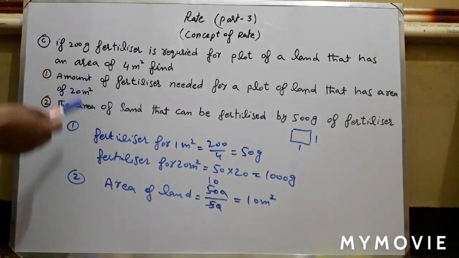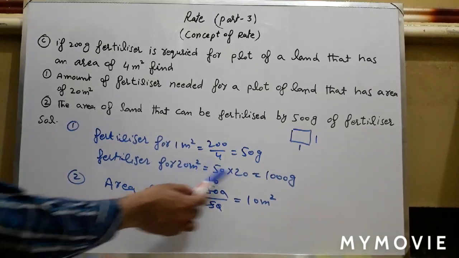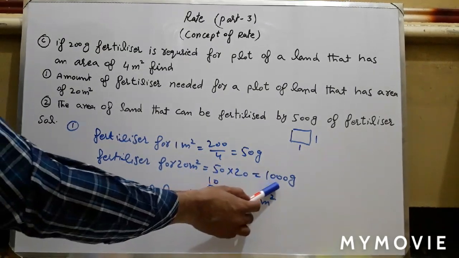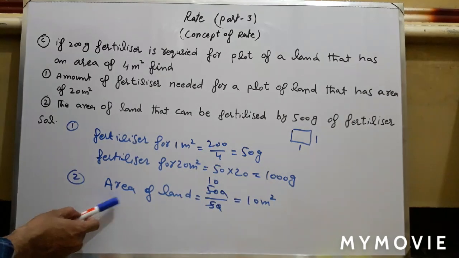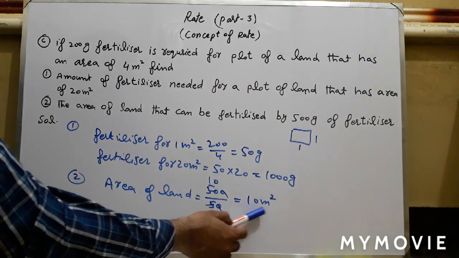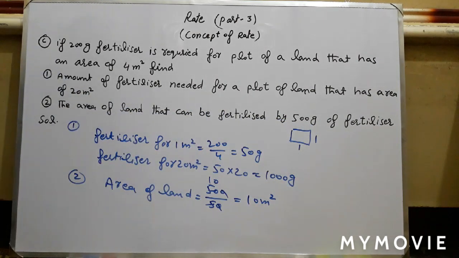In the first one, we find out the fertilizer required for the specific area of 20 square meters, that's 1000 grams. And in the second one, we find out the area of the land: 10 square meters is the area required for 500 grams of fertilizer.